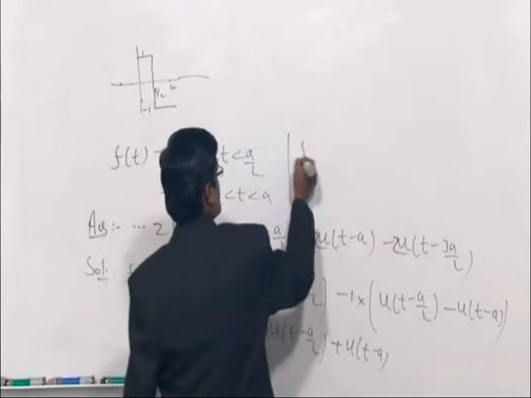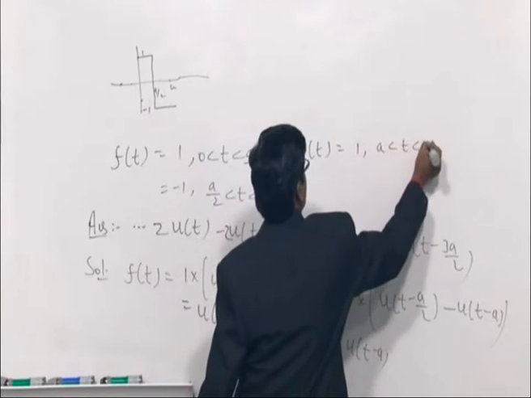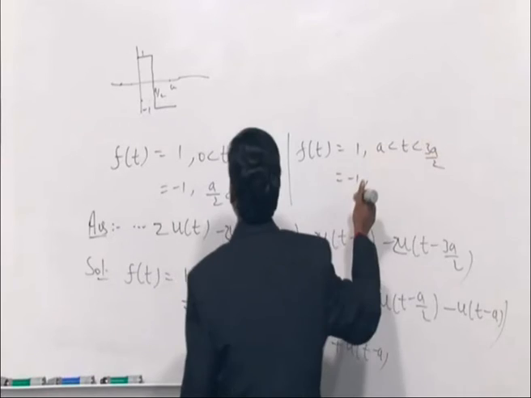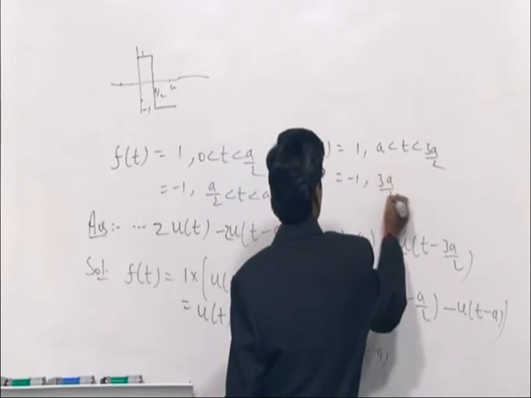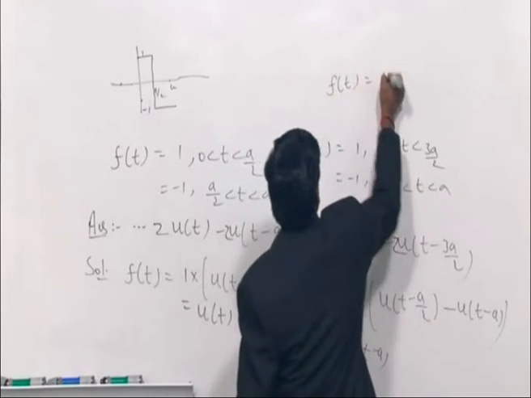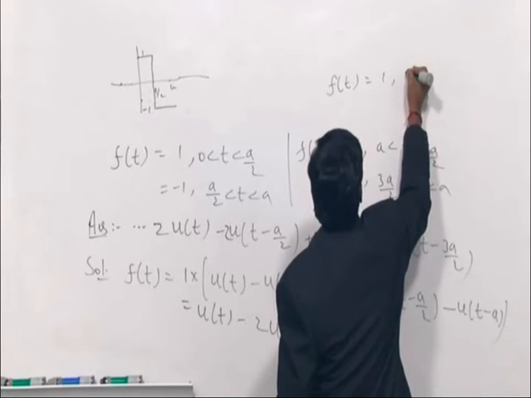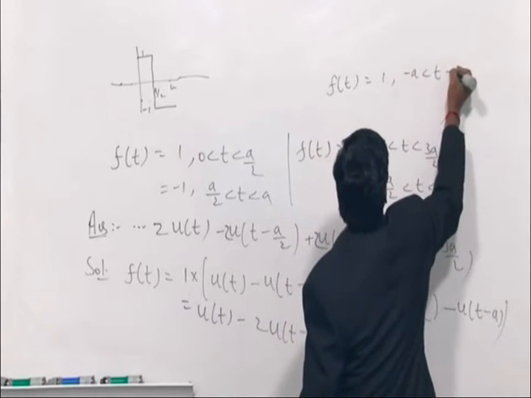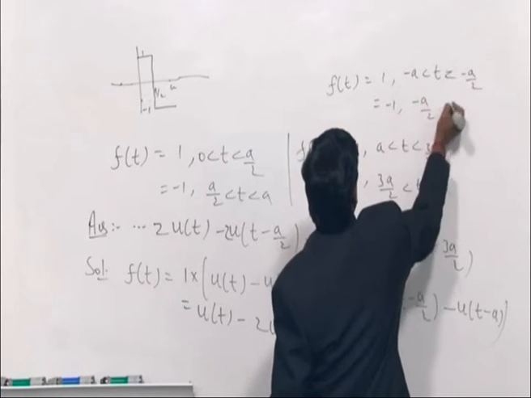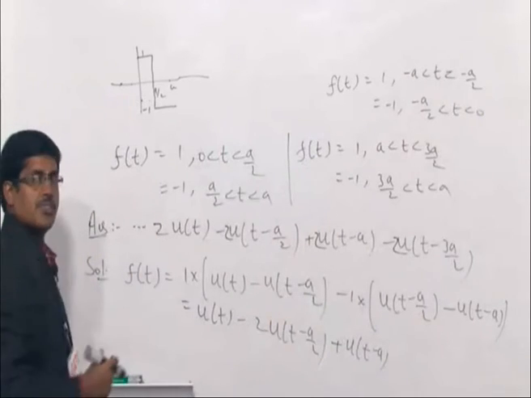So what is the next subinterval? F of t is equal to 1, a less than t less than 3a by 2 is equal to minus 1, 3a by 2 less than t less than a. Similarly you can predefine as 1, that is minus a less than t less than minus a by 2, minus 1, minus a by 2 less than t less than 0. With these assumptions, the answer is going to simplify this one, okay.